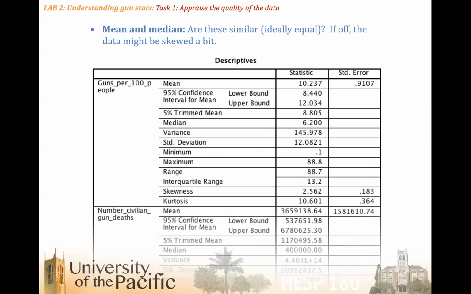Now, your mean and median, you'd like to see those pretty much equal, around the same number. This is not going to be exact, but you'd like to see them kind of similar. The median is a little bit smaller than the mean here, and so what we're seeing is some Bill Gates here. We're seeing some countries that are skewing the data, some countries that are very high, and it's affecting that mean. Guns per 100 people is like the US.